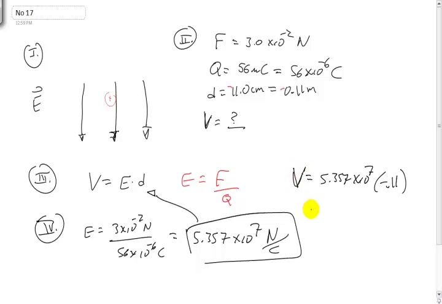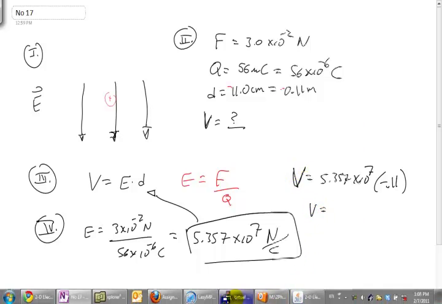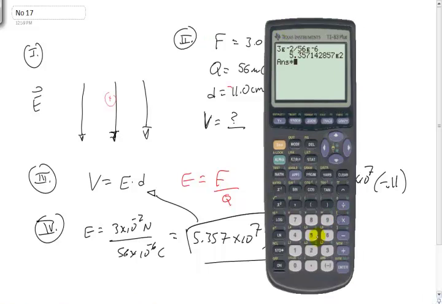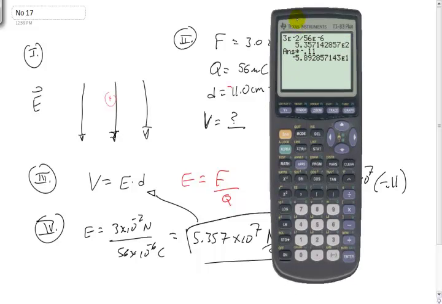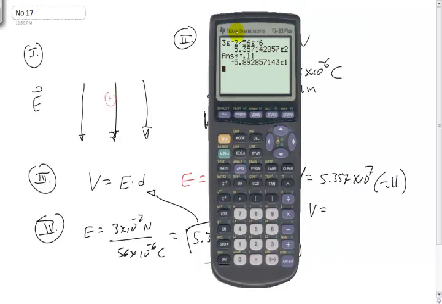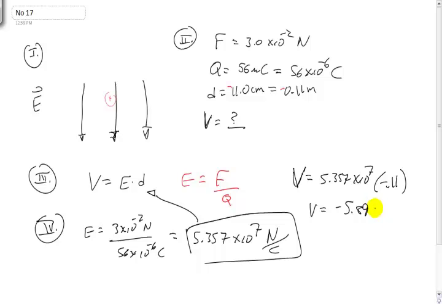So all I'm going to do, to find the final voltage, is multiply what I just got by 11 centimeters. And I get a final answer of negative 5.89 times 10 to the first, which is just 58 volts, a way to think of it. We can do scientific notation, that's fine. 5.89 times 10 to the first. And the units are volts. And there you go, that's number 17 in a nutshell.